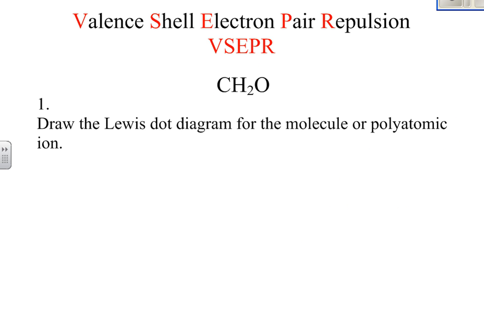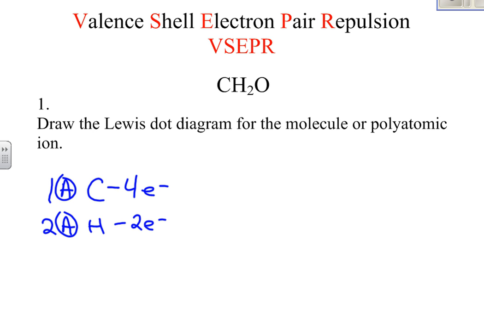Now for some practice. So you can follow along on the sheet that you have for using the VSEPR steps to determine the 3-dimensional structure. The first step is to do the Lewis dot diagram. So you've got to flip the page over and do all the steps on the other side first. So if we do a count of all the electrons, we have 1 atom of carbon, which is 4 electrons. We have 2 atoms of hydrogen, which would be 2 electrons. And we have 1 atom of oxygen, which would give us 6 electrons. So total, we have 12 electrons to work with.